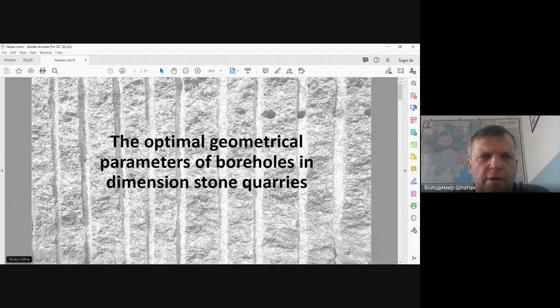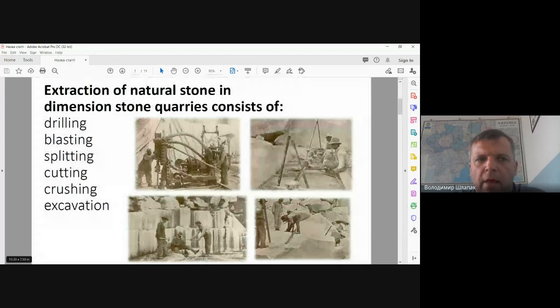Good day, dear colleagues. For your attention, I want to present research on the optimal geometrical parameters of boreholes in dimension stone quarries. This slide shows you the main processes of extraction of natural dimension stone, such as drilling, blasting, splitting, cutting, crushing, and excavation.